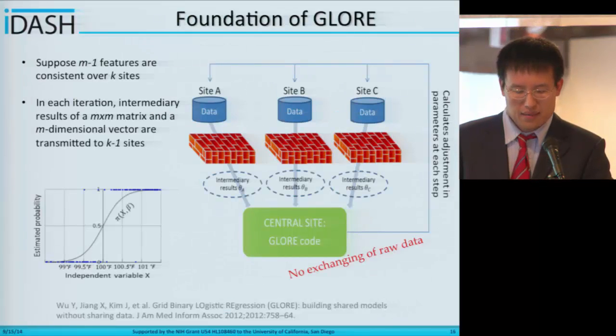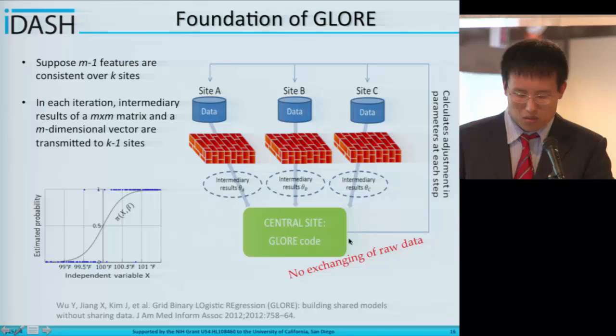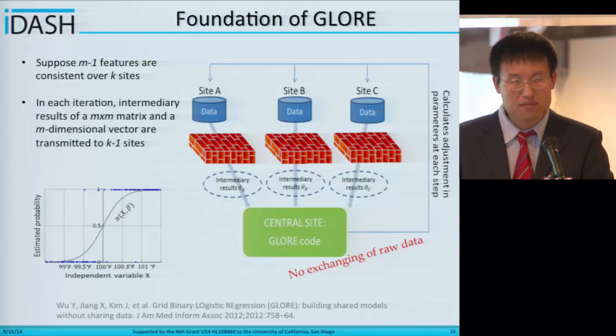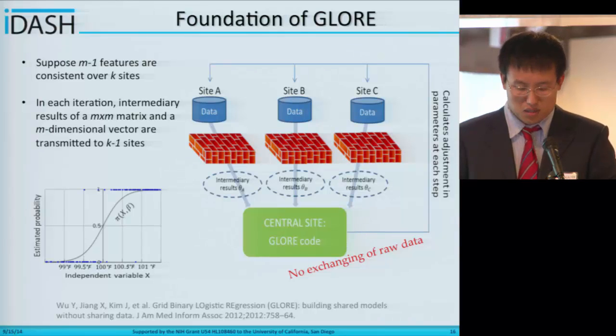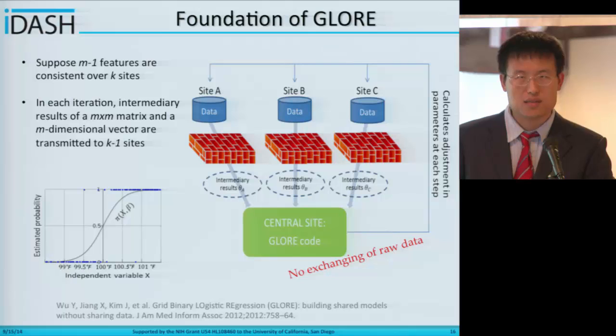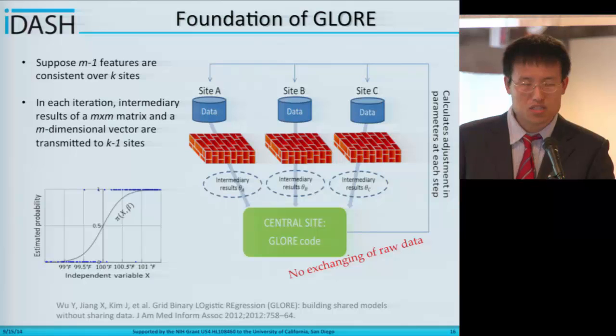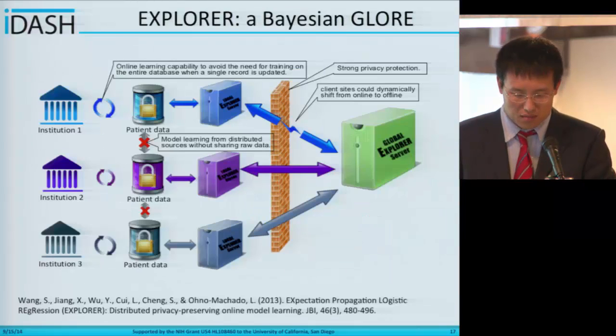Based on this idea, we developed GRID logistic regression. It computes a global logistic regression model without accessing local data from participating institutions. The actual computation requires derivation of the log likelihood function and its first and second derivatives to be used in the Newton-Raphson algorithm. I will skip those details, but the audience can check our publication for more details.